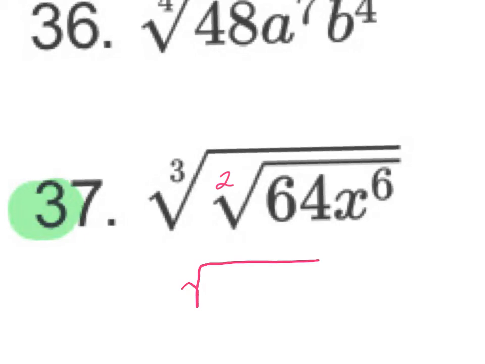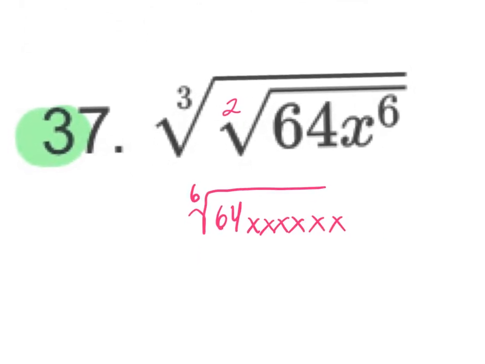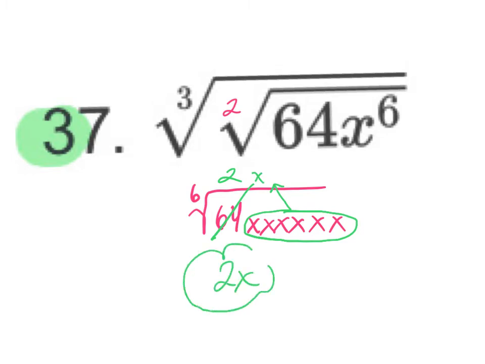What do I do with the 3 and the 2? Multiply. You multiply them, so this becomes the 6th root. So 64, 2, 3, 4, 5, 6. Think of a number that you could multiply by itself 6 times to give you 64. Think small. 2. And then how many groups can I pull out of this? I have just one group that I pull out, so my answer is 2x. Good. Good job, Nick.